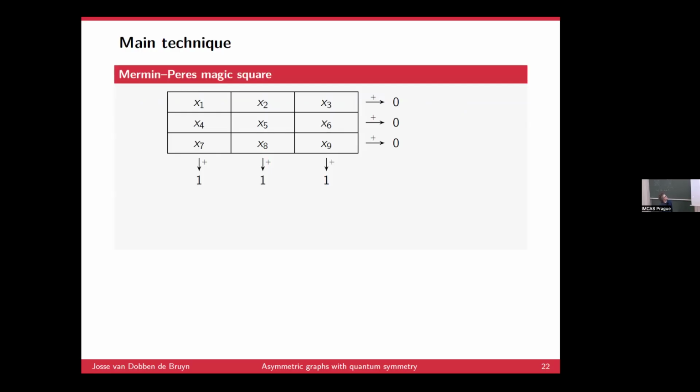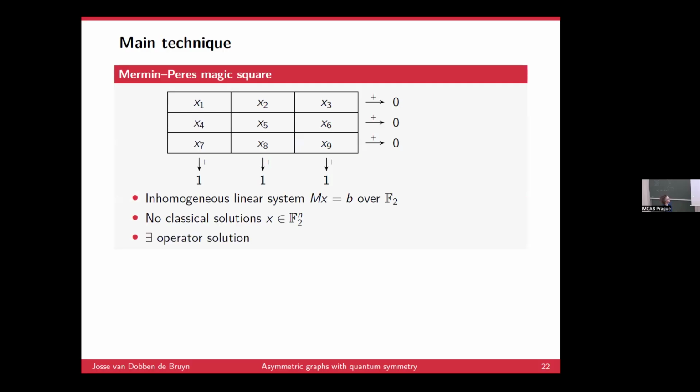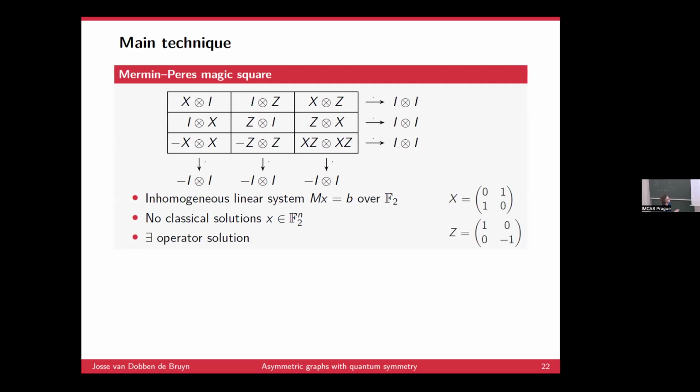So this is the main technique. I think if there should be one takeaway from this talk, it's going to be this slide. We do something like the Mermin-Peres square, but with a twist. First, we recall the Mermin-Peres square. We have a linear system of equations, an inhomogeneous linear system over the field of two elements. There are no classical solutions, but there exists an operator solution, and it's this one that I showed before.